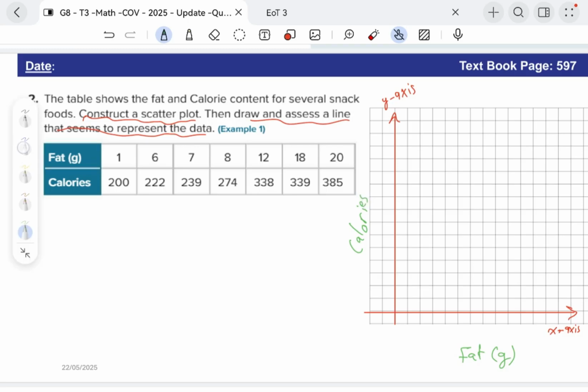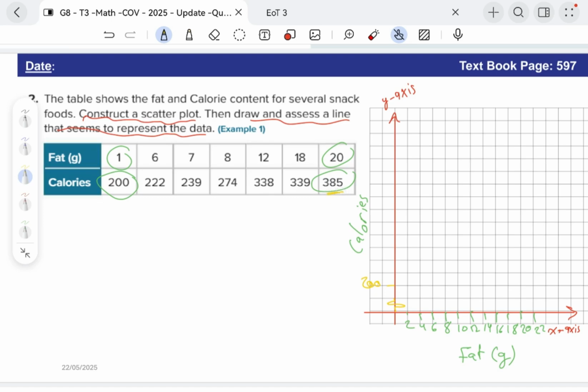Okay, now for the x-axis the range of data is from 1 to 20, so we're gonna divide this region from 1 to 20. I'm going to skip count by 2: 4, 6, 8, 10, 12, 14, 16, 18, 20, 22. For the y-axis, the minimum is 200 and the maximum is 385. So we're gonna divide this region so it fits the numbers from 200 to 385. We are not going to start from 0, so we're gonna put this symbol, which means that we did not start from 0. We can start from 200, for example, and skip count by 20 or 25 until we reach 385.